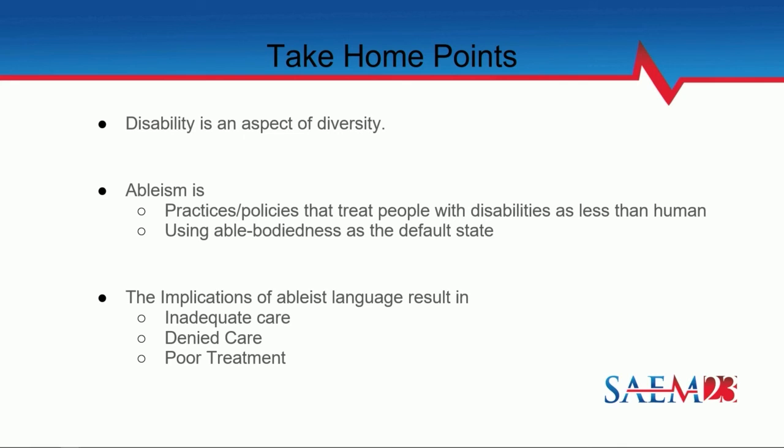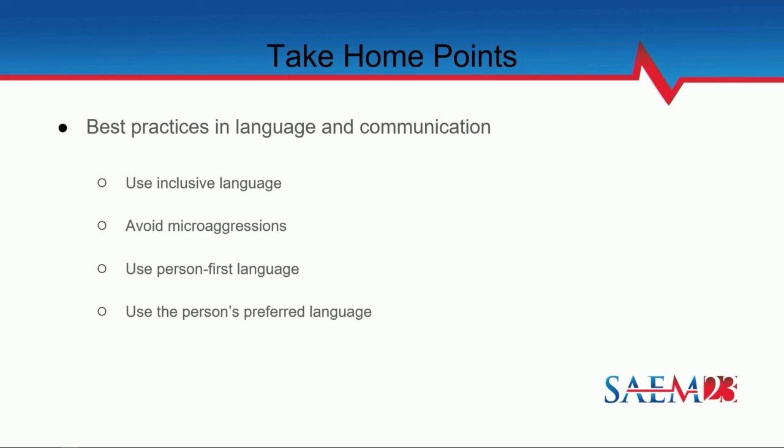So as we approach the conclusion of our presentation, we'd really like our audience to go home with a few take-home points. Disability is an aspect of diversity. Ableism is practices or policies that treat people with disabilities as less than human and use able-bodiedness as a default state. The implications of ableist language result in inadequate care, denied care, and poor treatment. Best practices in language and communication include using inclusive language, avoiding microaggressions, using person-first language, and using the person's preferred language.